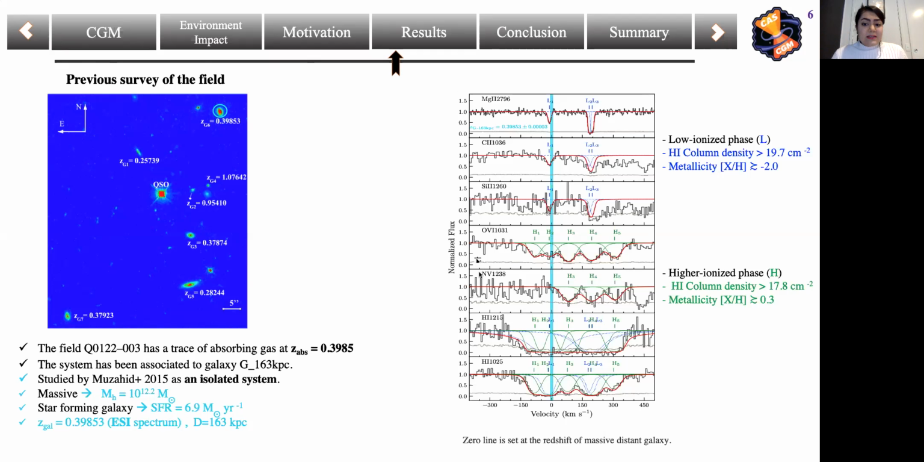In this plot, we can see this multi-phase absorption system observed in the background quasar spectra. The system includes both a low-ionized phase of gas with low metallicity and only 3 components, like Mg II and C II ions, and also a high-ionized phase of gas with high metallicity and large kinematic spread, like O VI ions. This complex multi-phase absorbing gas with distinct kinematic structure motivated us to reobserve this field in 2018 using KCWI.